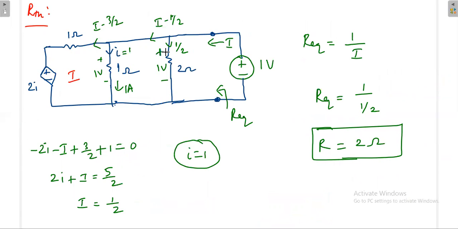Now next we'll see the superposition theorem.